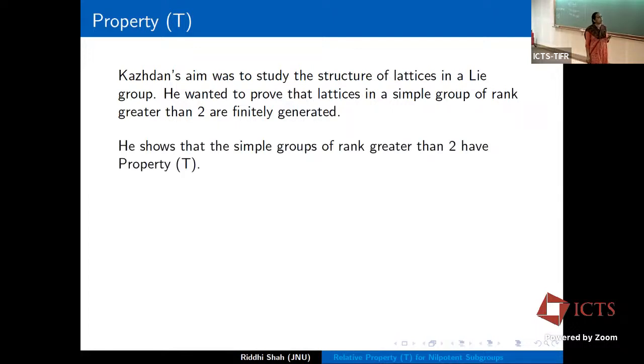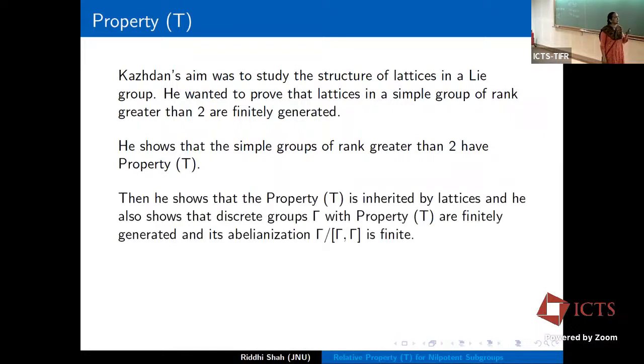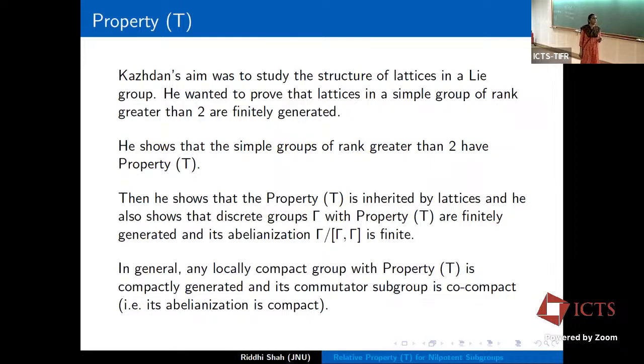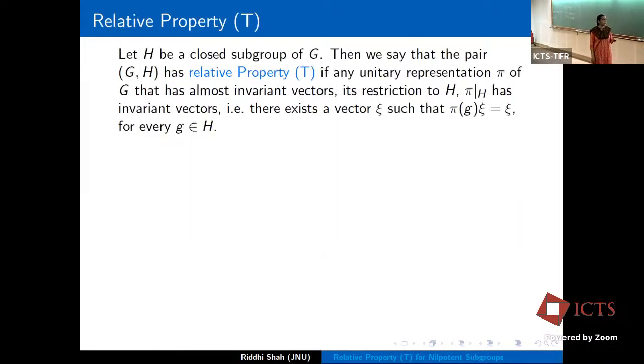He shows that simple groups of rank greater than or equal to 2 have property T, and then he shows that property T is inherited by lattices, and then he shows that every discrete group gamma with property T is finitely generated, and its abelianization gamma by [gamma, gamma] is finite. So what is [gamma, gamma]? It's the subgroup generated by commutators, called the commutator subgroup. aba^-1b^-1 generates a subgroup, that's your [gamma, gamma], where a and b are in gamma. In general, any locally compact group with property T is compactly generated, and its commutator subgroup is co-compact. That's like G by the closure of [G, G] is compact, so its abelianization is compact.